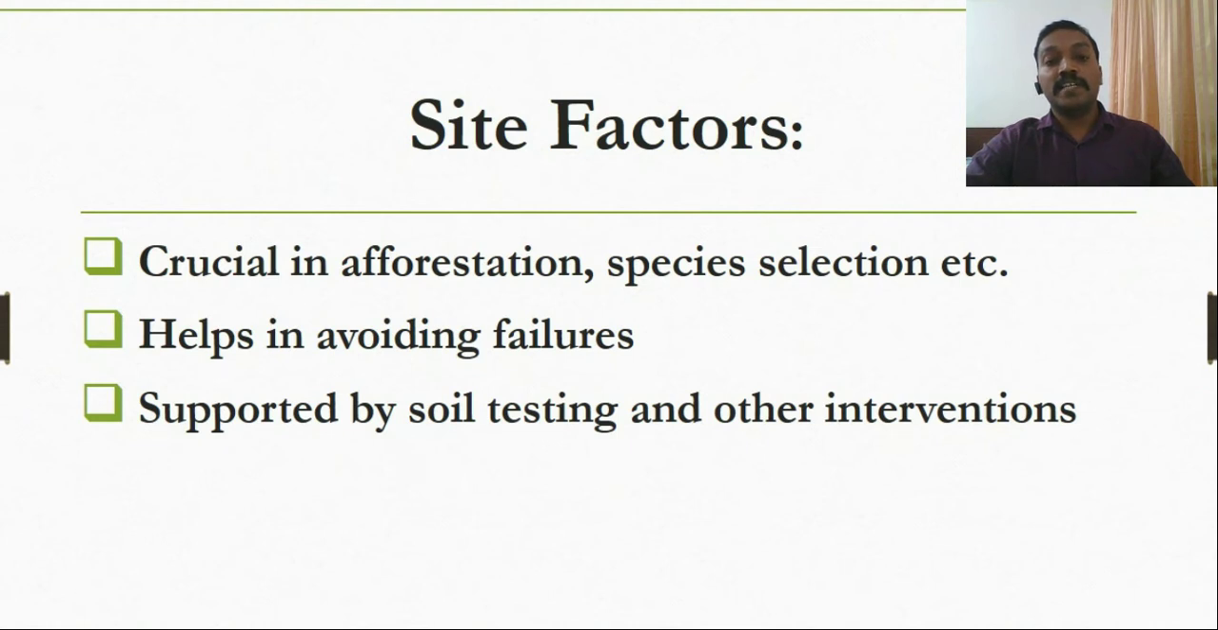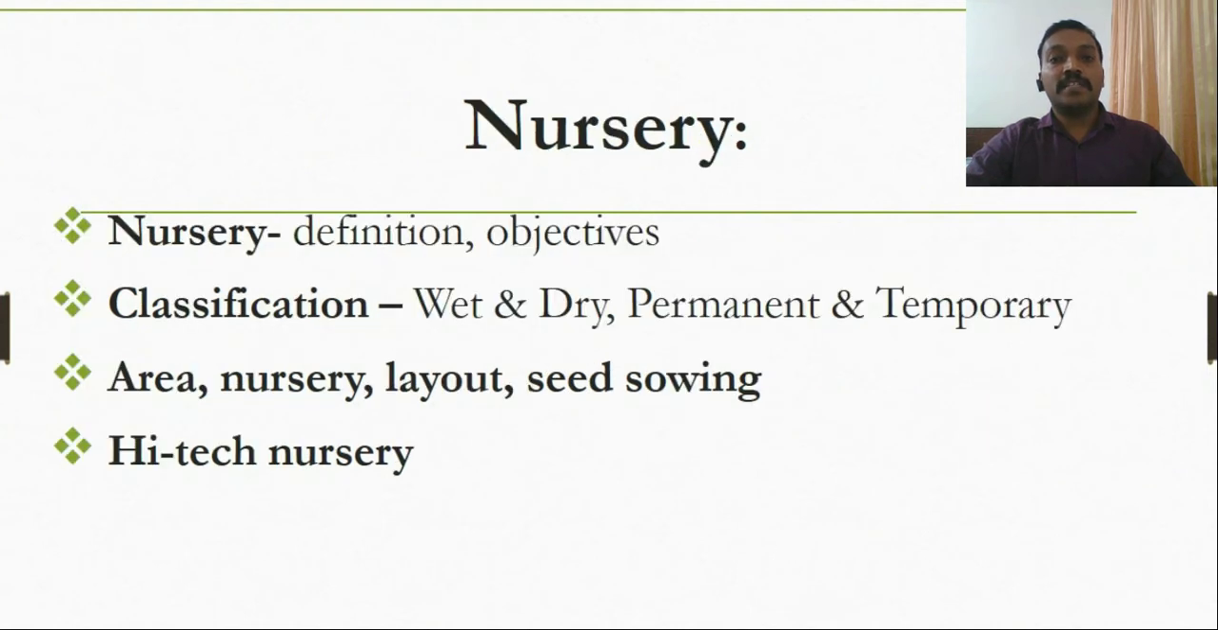So we will be studying the role of site factors in determining the afforestation program, and it is also relevant to species selection, because proper selection of the site will help in avoiding any kind of failure. There are various soil testing mechanisms available, and other interventions, through which one can avoid failures in the afforestation program. And the next important aspect is the nursery.